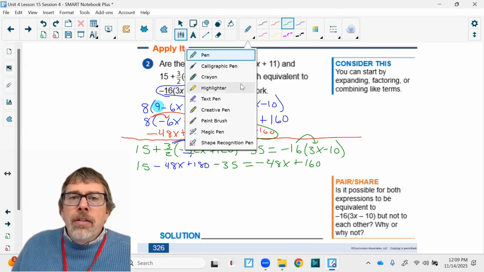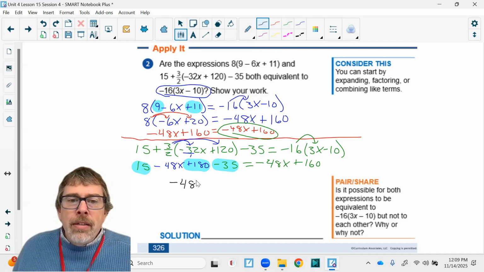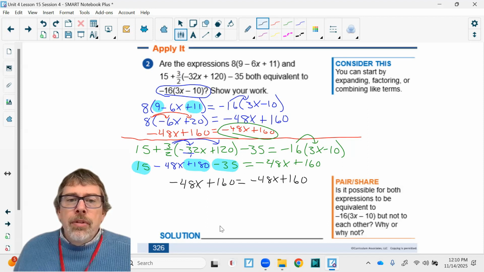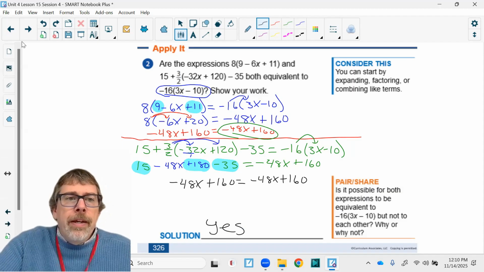So now when I look at like terms here, I see a 15, I see a plus 180, I see a minus 35, and I see a negative 48x all by itself. So that doesn't get simplified. So negative 48x is by itself. 15 plus 180 is 195. 195 minus 35 is 160. And as you can see, they are both going to become equivalent expressions. Okay, so are the expressions both equivalent? And the answer is yes.